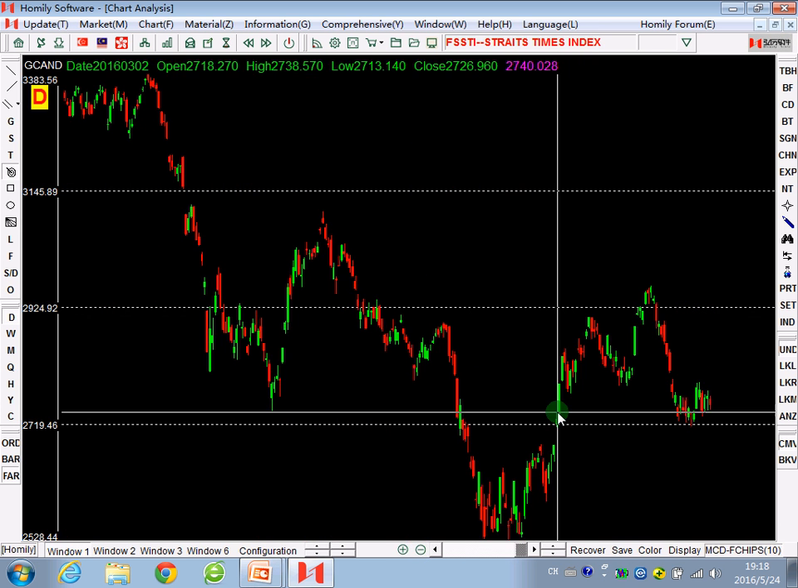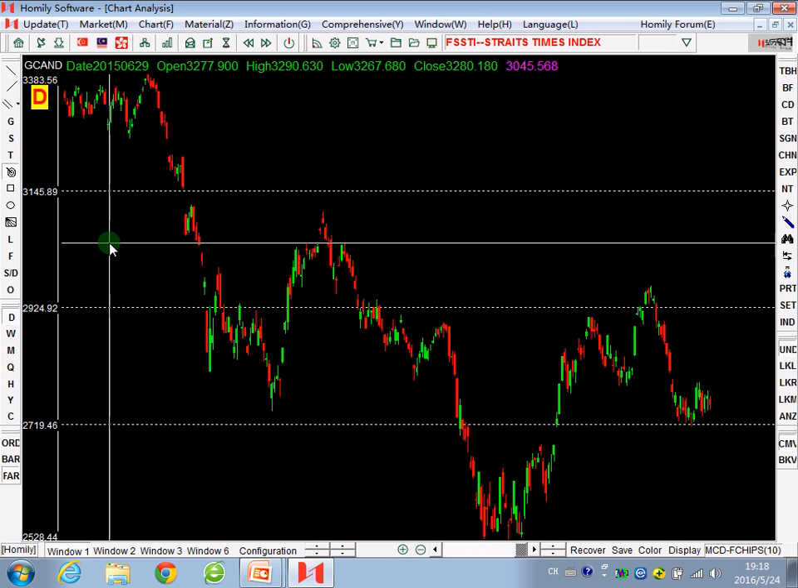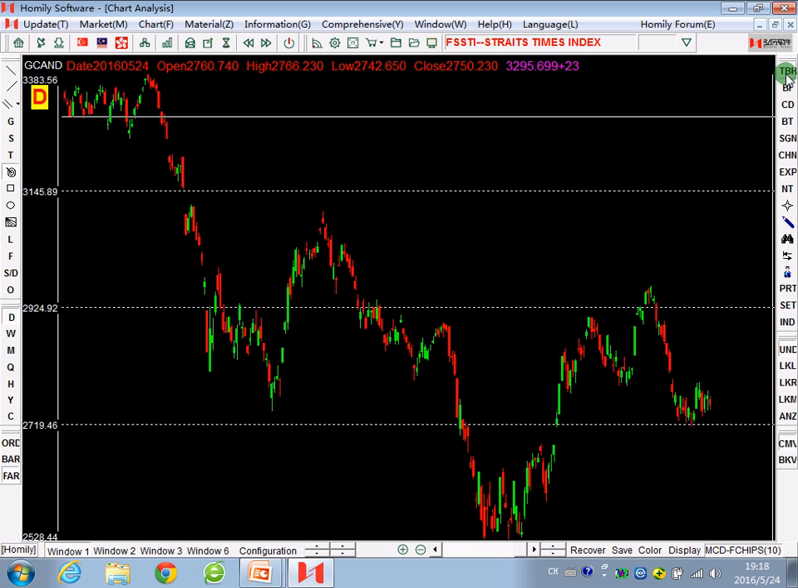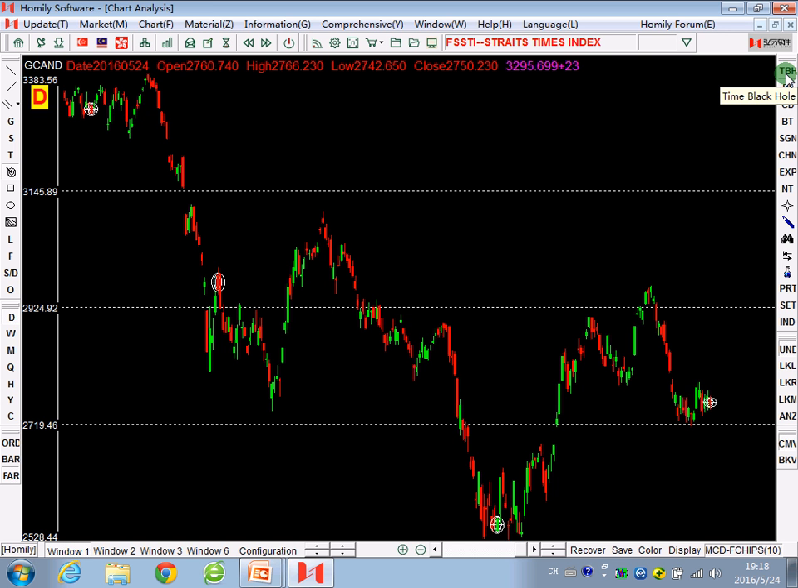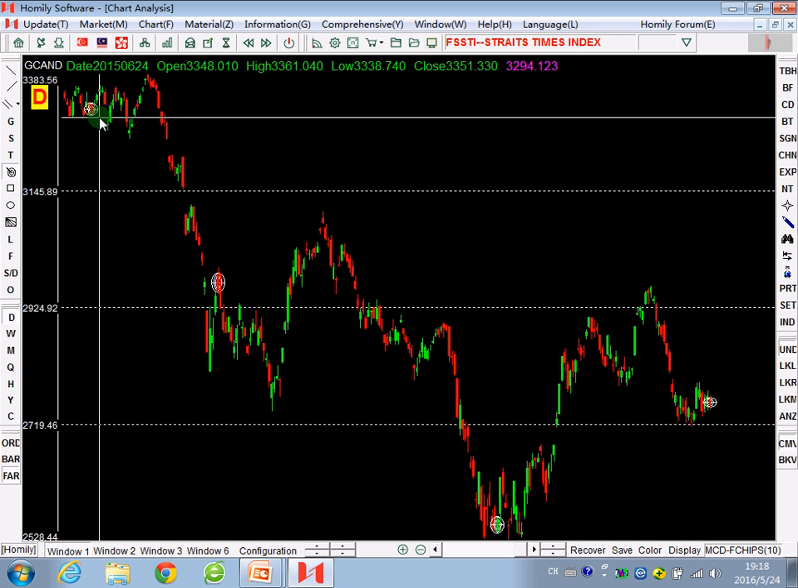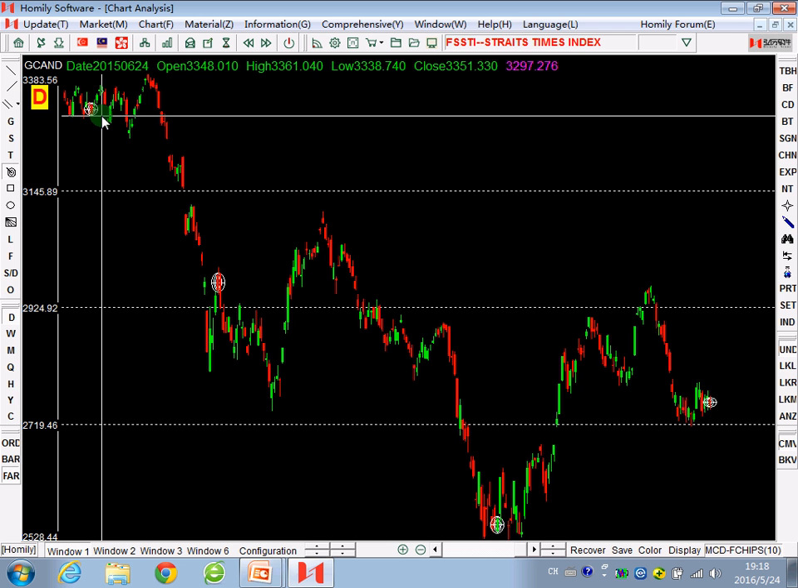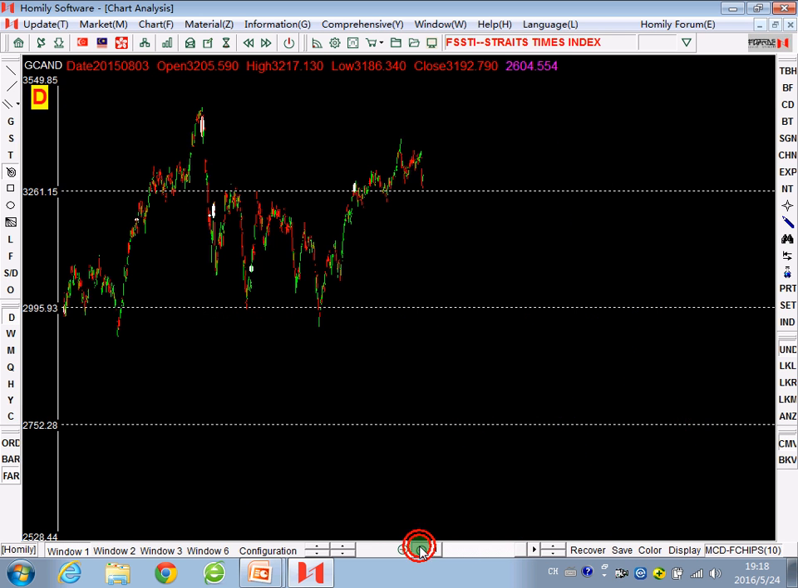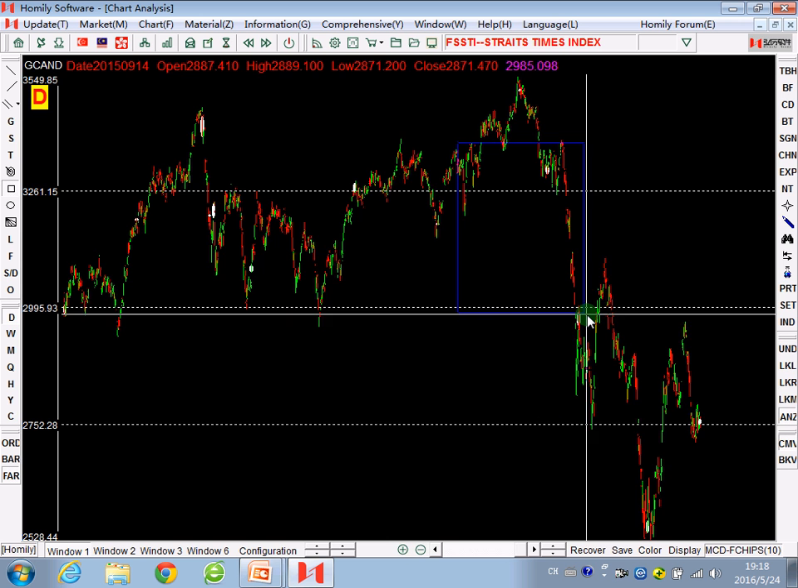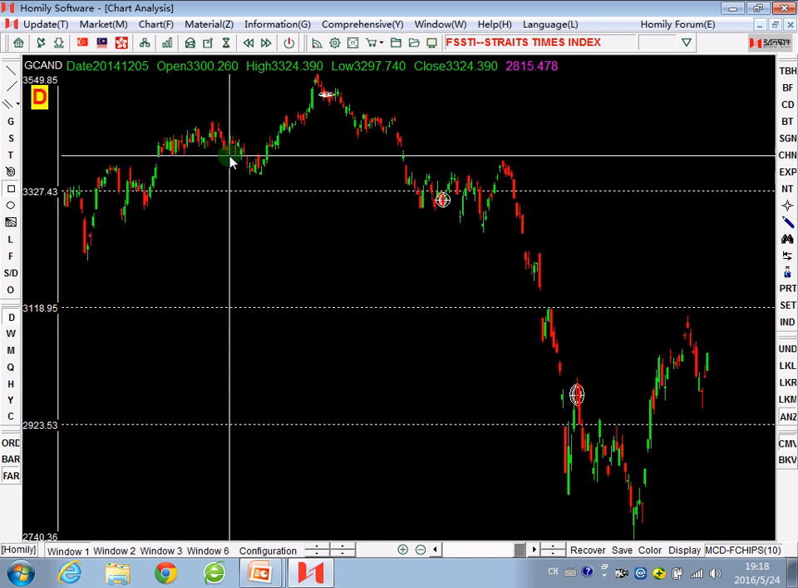If you use some indicators to judge the STI index, maybe we can use the time black hole. So we see here, why do I use the time black hole? Because the time black hole can help us to judge the turning point. So if you see the time black hole appears, it tells you that this is a turning point. Okay, so we can see here, this is a turning point.